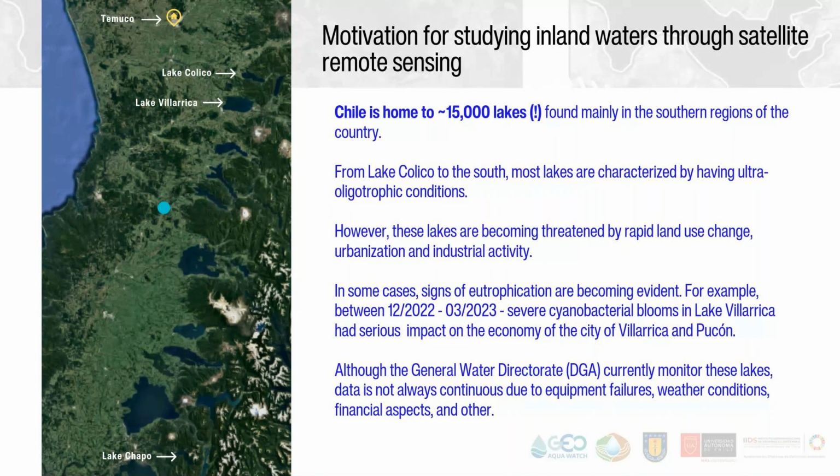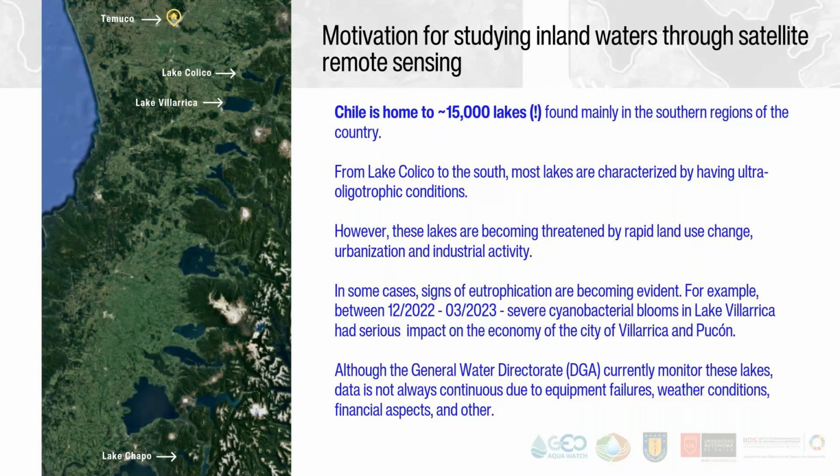However, due to increasing pressures by the conversion of natural forests to plantations and agricultural lands, also increasing urbanization and industrial activities, these lakes are becoming threatened. So this image also provides a view of some of the changes that have been occurring in the last 40 to 50 years. If we look towards the valley, this is where intervention has occurred. But if we look towards the mountains, the Andes Mountains, we can see how this landscape was before the changes. So as you can see, the changes around the lake are quite different from what it once was.